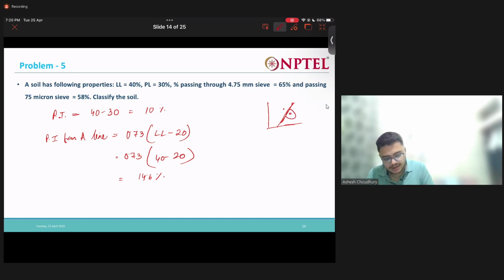It is below the line, right? It is below the line. So if the soil is below the line, what is it? Is it clay or silt? Silt. So it is silt, so it will be M. And what will be the second part, the suffix of it?